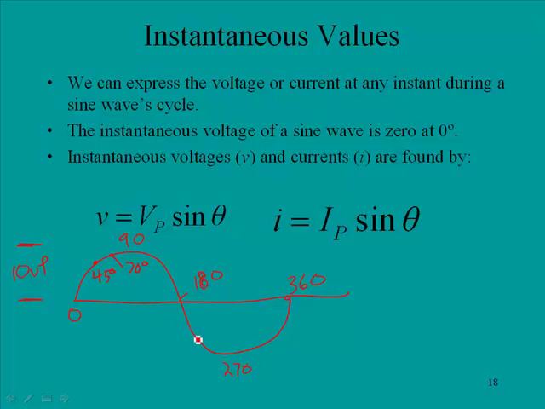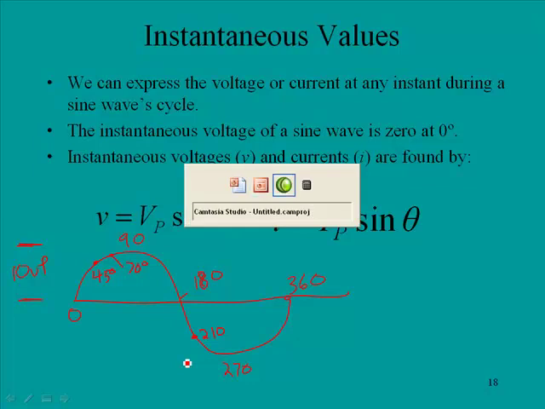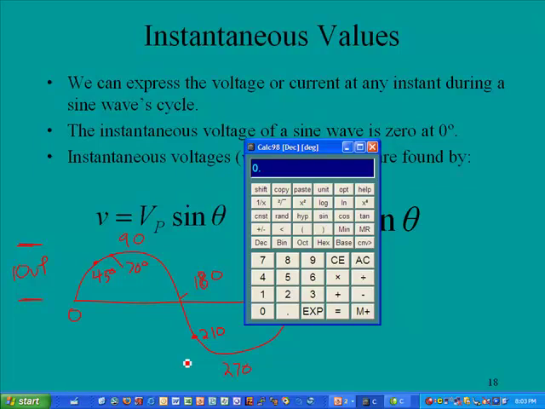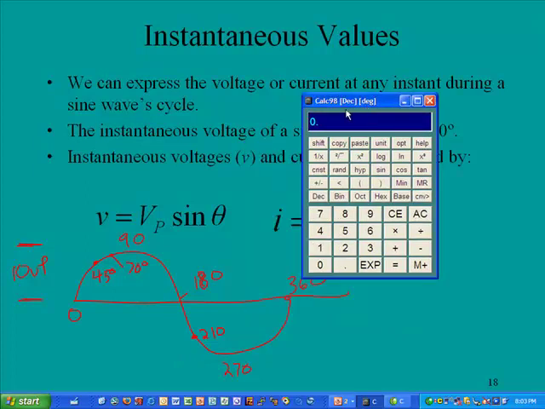And let's have one down here also. Let's say we'll have it 210. And let's take a look at those. So with our calculator, let's bring up our calculator and input some values here. Let's start out with 45 degrees.